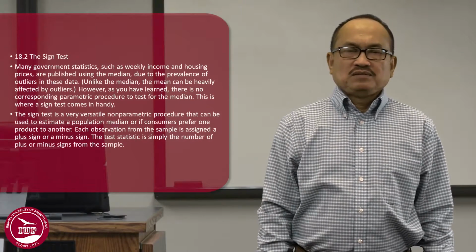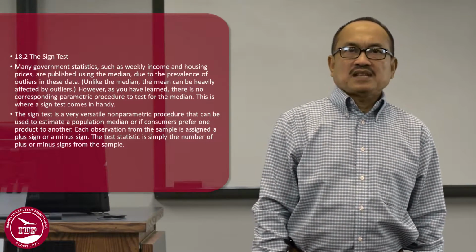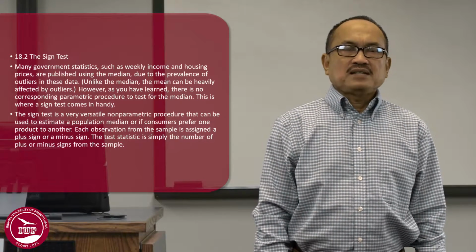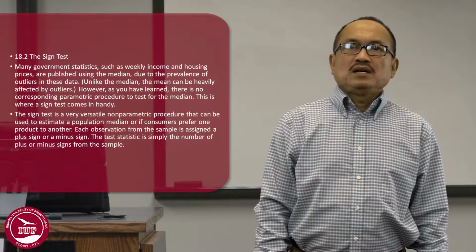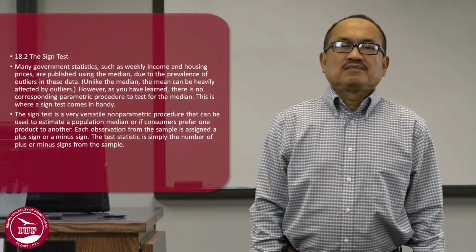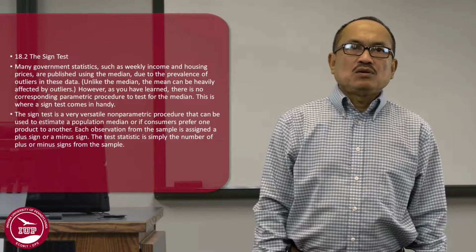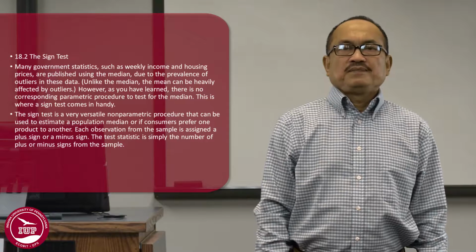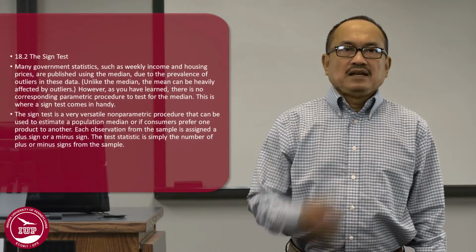Chapter 18.2 The Sign Test. Many government statistics, such as weekly income and housing prices, are published using the median due to the prevalence of outliers in this data. However, as you have learned, there is no corresponding parametric procedure to test for the median. That is where a sign test comes in handy.